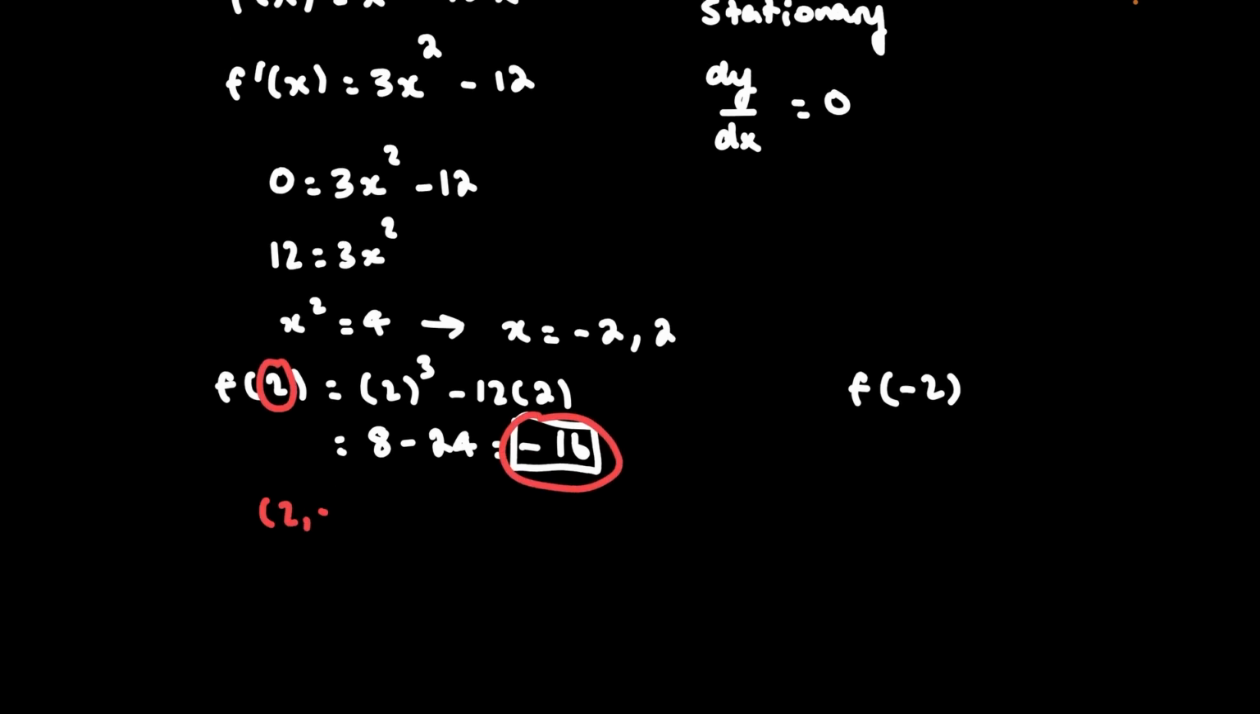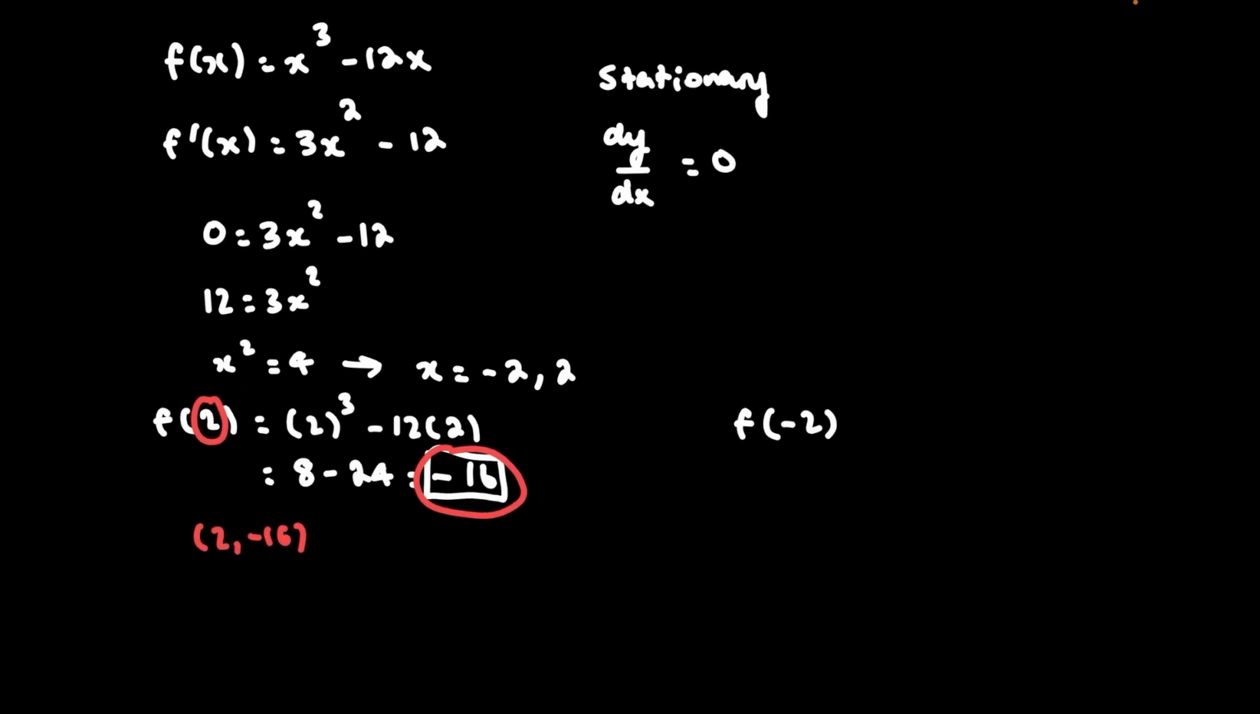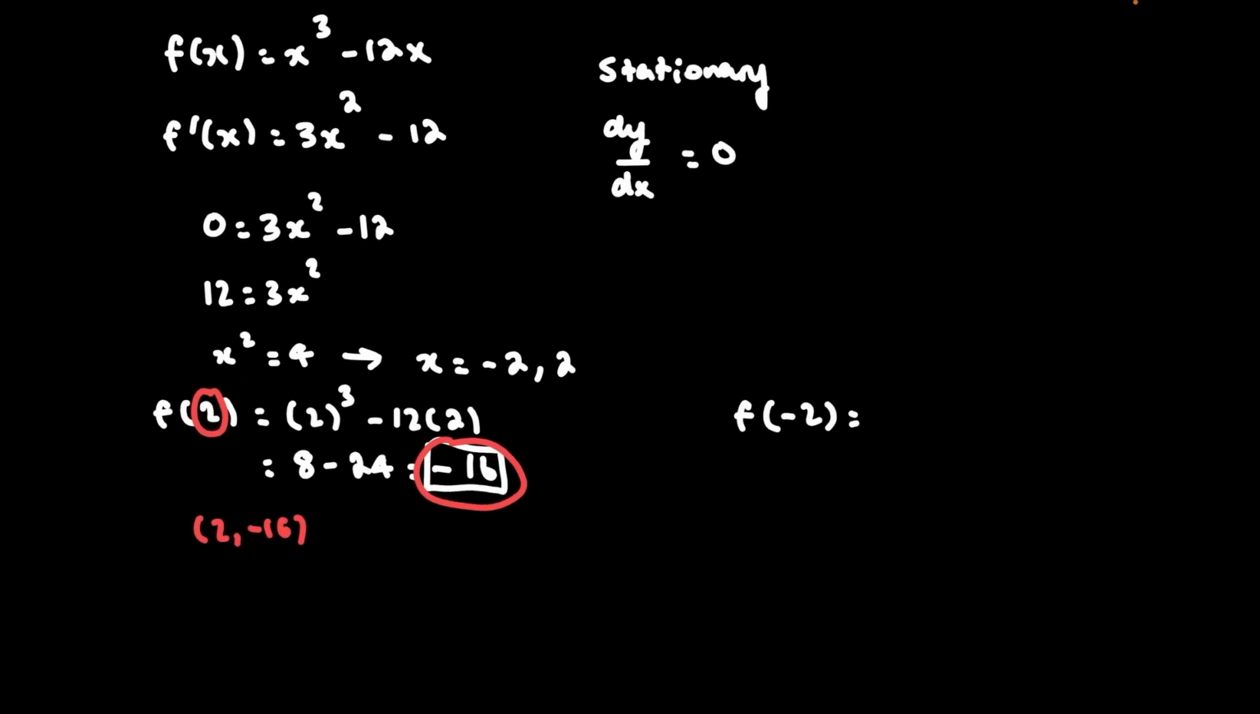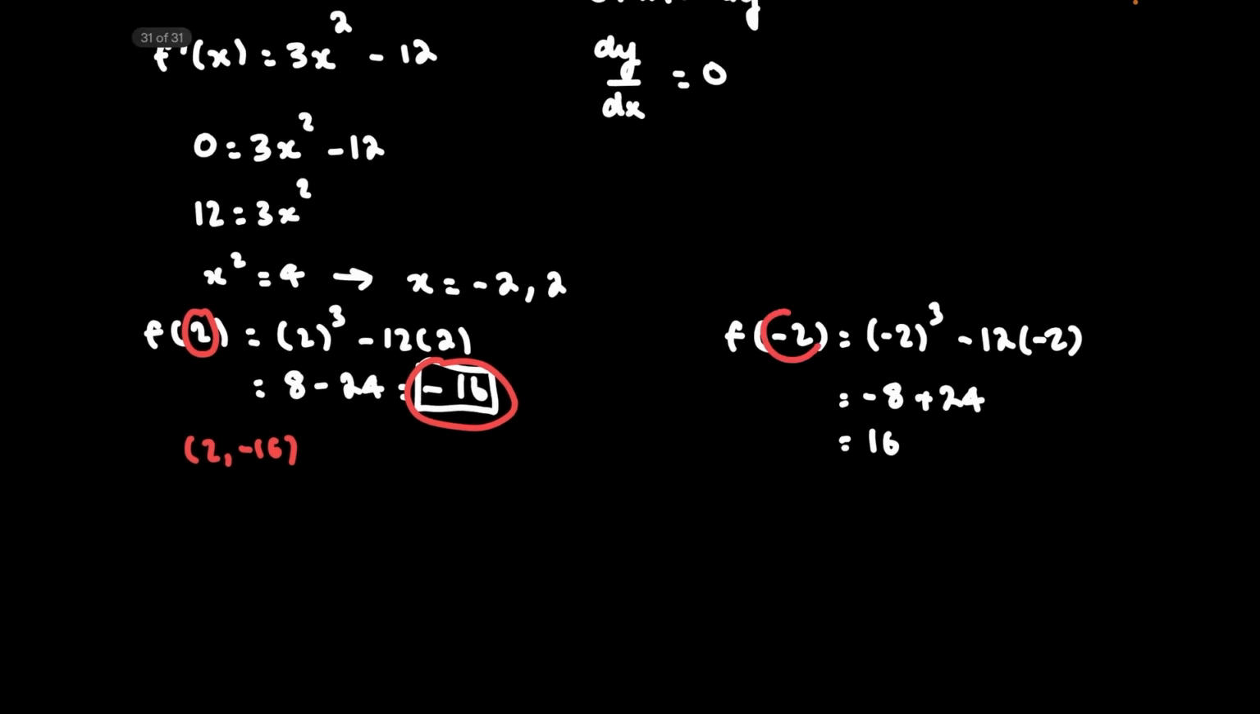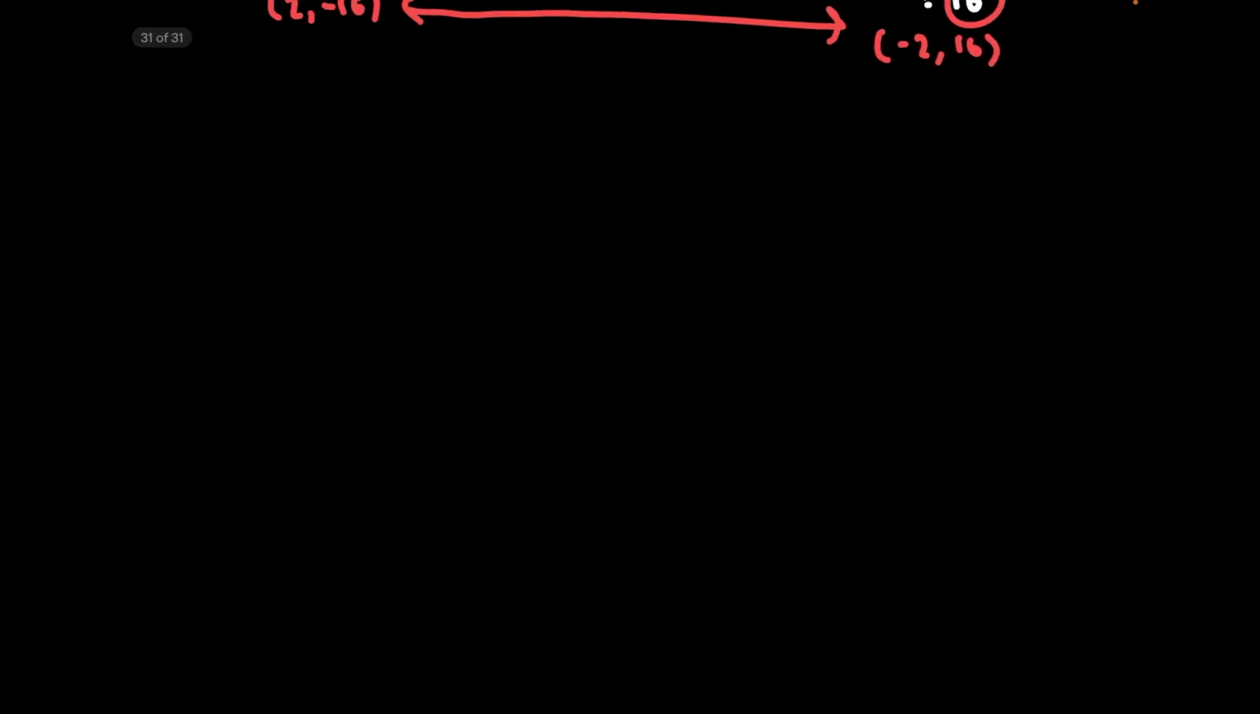Now for f(-2), we can do the exact same thing. We can sub in -2 into the original function here, not the derivative function, but the original function, because we want to work out the coordinates. In doing so, we get -8 plus 24, which is equal to positive 16. So our other coordinates are (-2, 16). And that is where the graph for both of these functions will be completely stationary, completely flat.